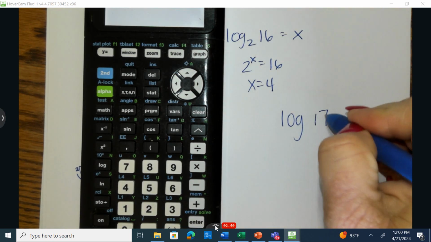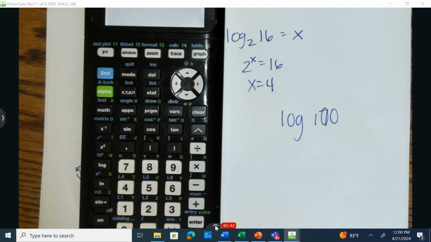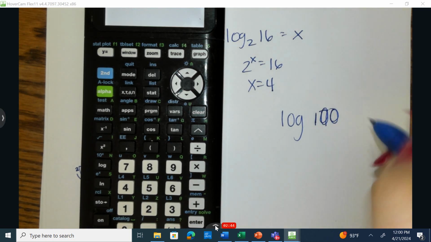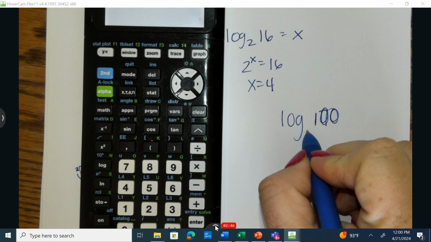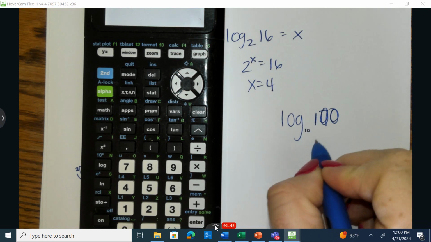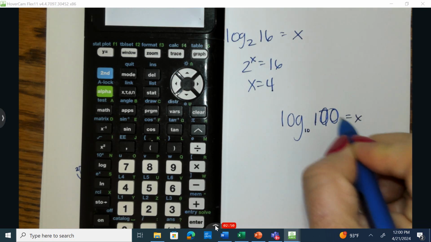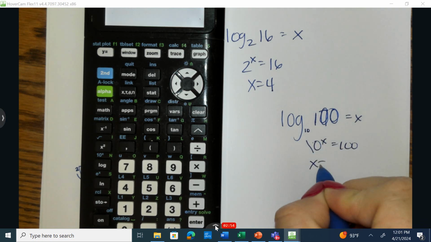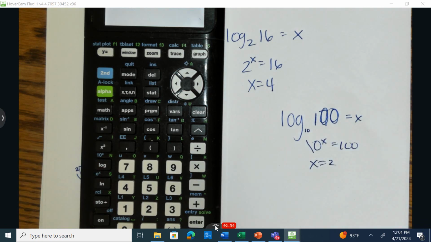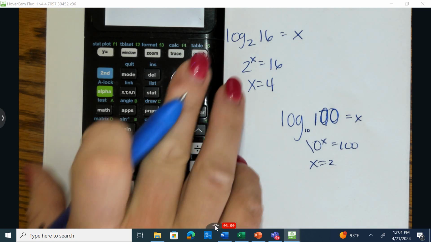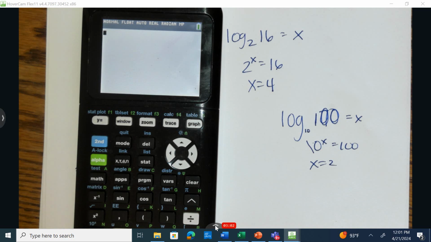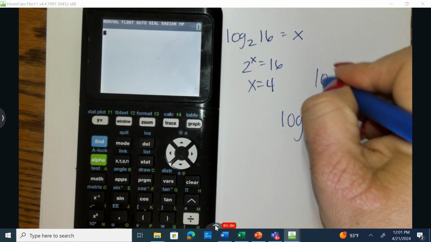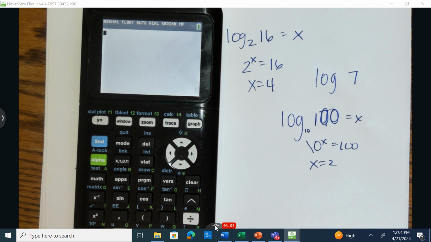Now, if I did this to you, we could do this one in your head. Log of 100. If you don't see a number underneath in the base position, it's a hidden 10. So 10 raised to what value equals 100? And the answer is 2. So whenever you see just log, it is going to be base 10. Now, how do we change this when we don't have a base 10? So for instance, if this would have been log of 7, how do we do that?